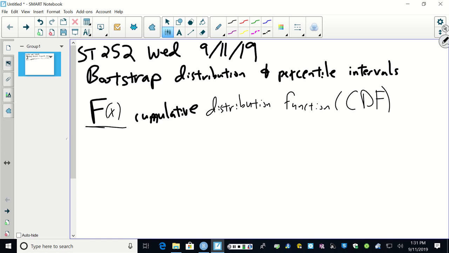We won't do much analytic work with cumulative distribution functions. That's more something of probability theory, to look at those and differentiate those and so on. But it's useful for describing a distribution, a population structure. And so we'll understand that.